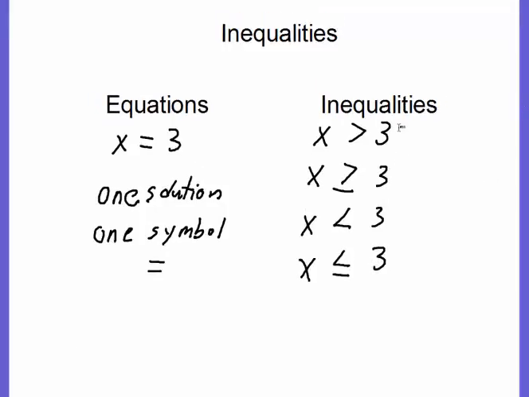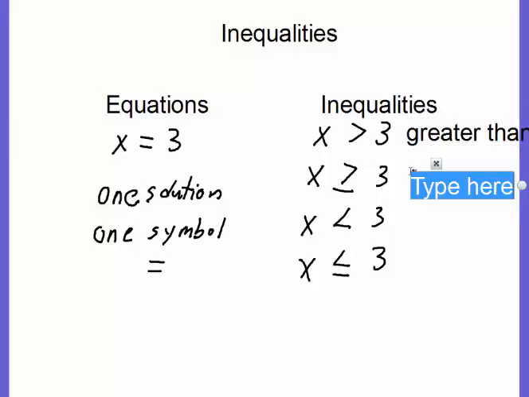I'll draw the symbols. They're very easy to understand once you understand how to read them, but reading them is the most difficult part. So we're going to read left to right. This reads that x is greater than 3. So this is our greater than. If we read this one, again from left to right, it reads x is greater than or equal to 3.